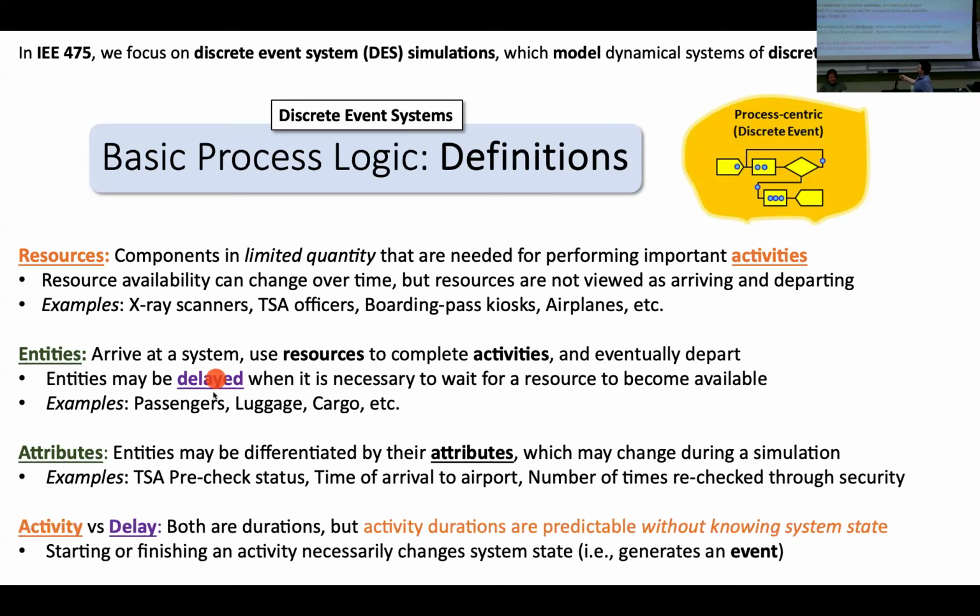And then getting to this thing up here, I talked about delay. There are two time durations. And I'm going to ask you for activities on your homework assignment, but I'm not going to ask you for delays. So you have to know the difference between them here. Both are time durations, but activity durations are predictable durations of service time at a resource. Delay durations are conditional waiting times having to do with how busy the system is.